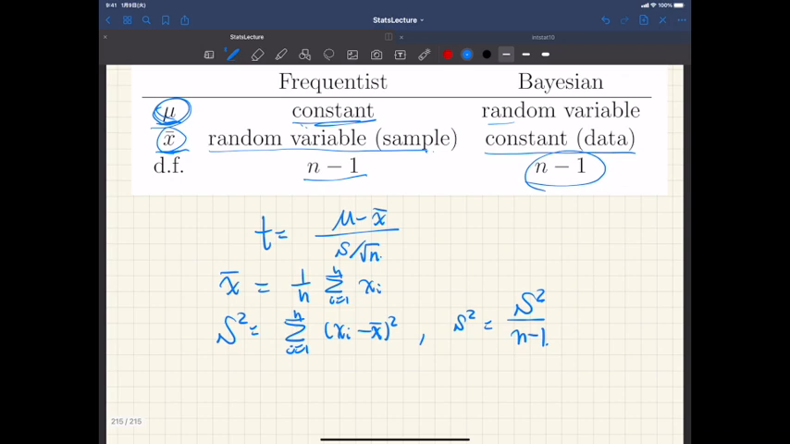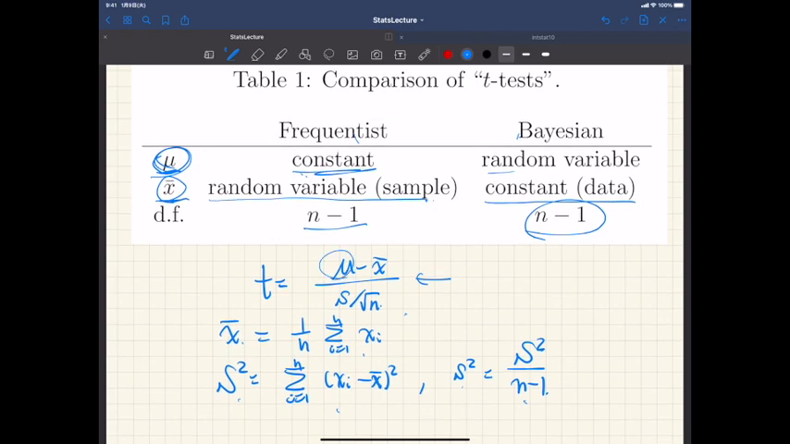So we define the t-statistic in this way. It's the same in both the frequentist approach and the Bayesian approach. These things are all the same: x bar, s squared, and small s squared. But the meanings of mu and x bar, their roles, are different. It's quite opposite.